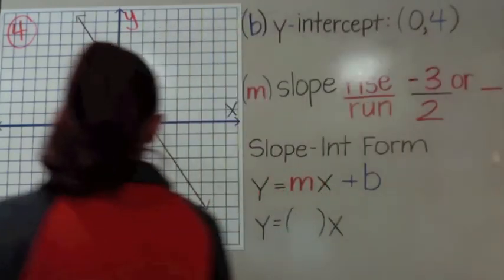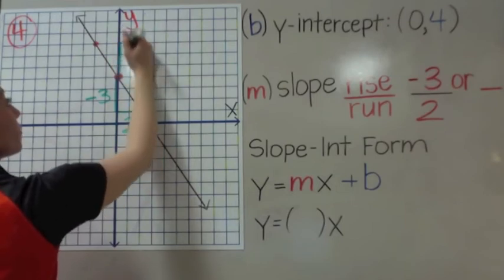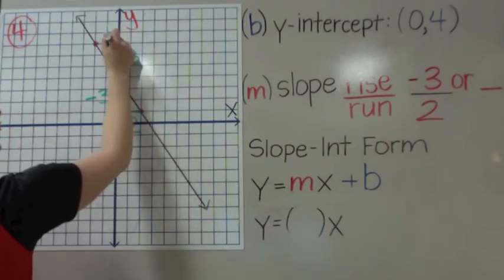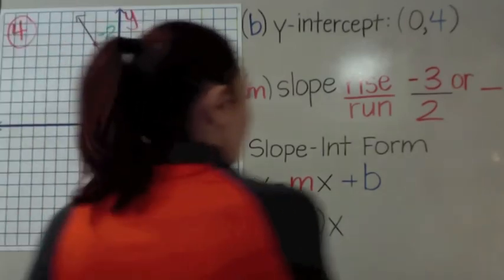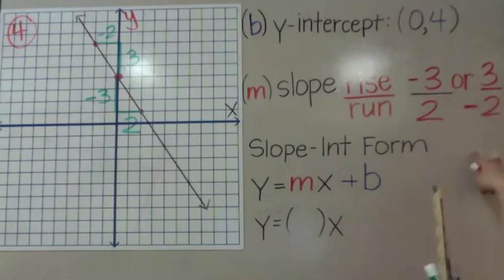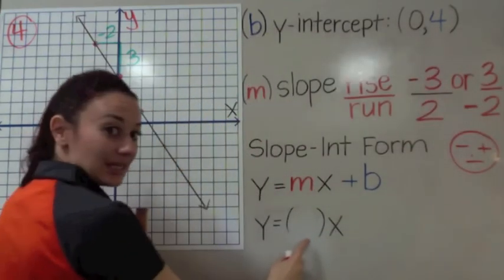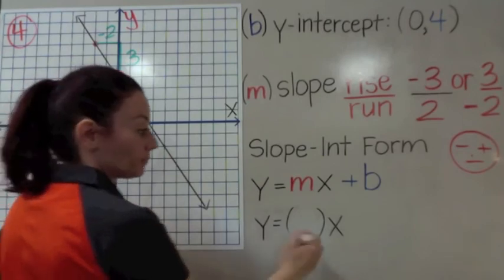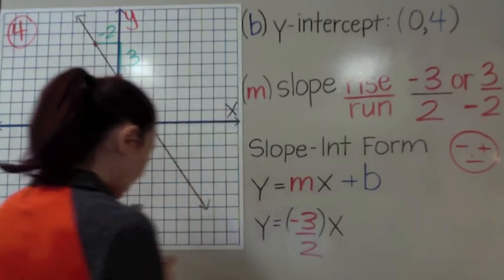Okay. Could we go in the other direction? Could we rise up? Yes. How many? 1, 2, 3. And run over how many? We'd have to go to the left 2, so that would be -2. So you're going to write the exact same fraction, which is 3/2, but that 2 is going to be negative. The reason why these are the same is because negative divided by positive is negative. So what are we going to write right here? We're going to write the first one, -3/2. And what is the y-intercept?